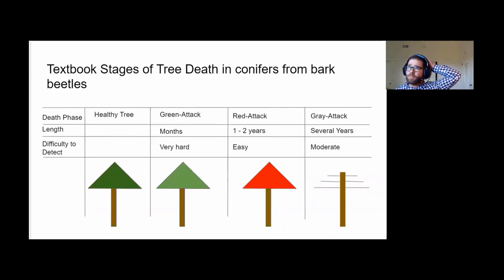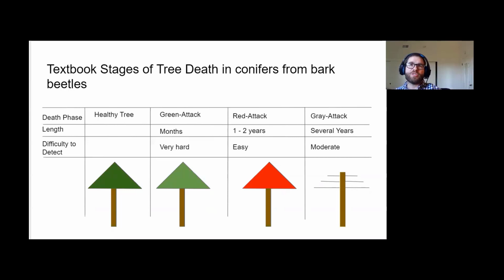Since landscape scale bark beetle death has happened numerous times in the past few decades, the different stages of tree death when a bark beetle has killed the tree are well defined in the scientific literature. The terminology related to these stages are often used to describe tree death more generally than just bark beetles in the scientific literature. So, a tree starts off healthy.